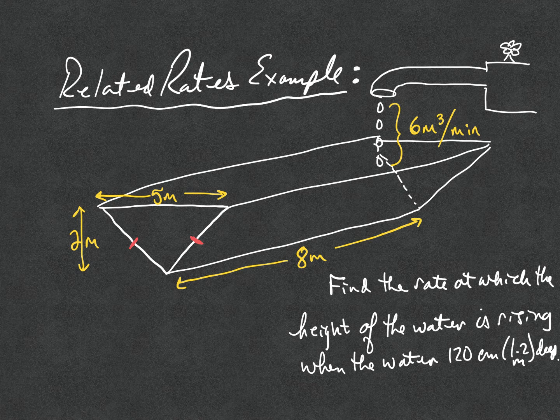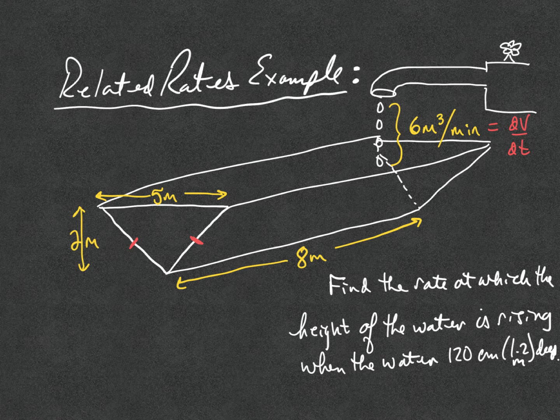So we're going to have multiple things changing over time. Obviously, we have water being poured into this receptacle, this container, and so we have a rate at which that water is going in. And you can tell, especially from the units, cubic meters per minute, that this is going to be the rate of change of volume per unit of time. So the 6 cubic meters per minute is dV/dt.